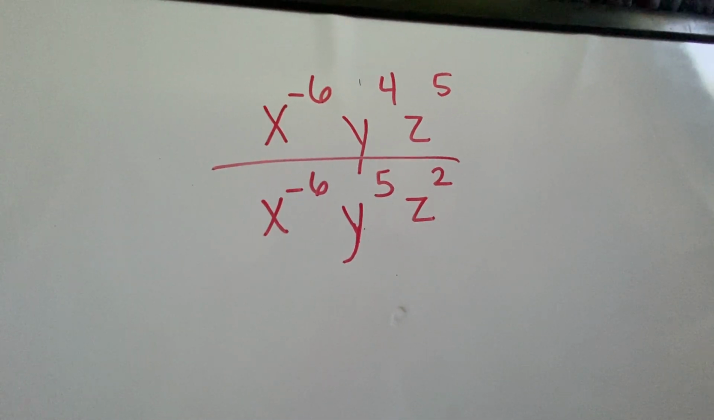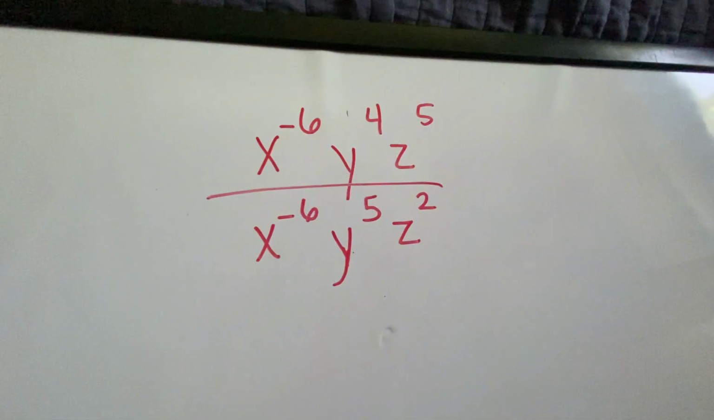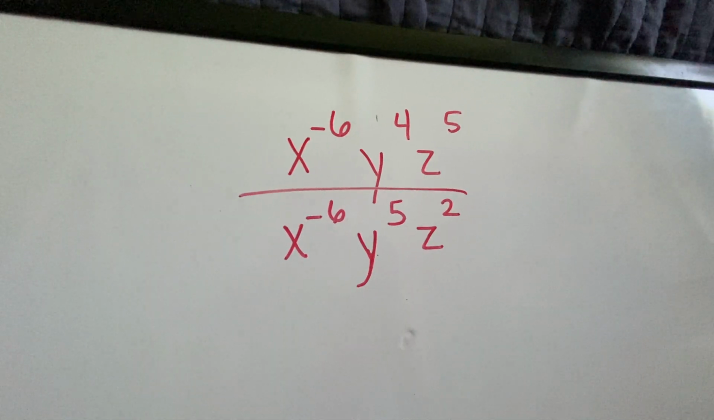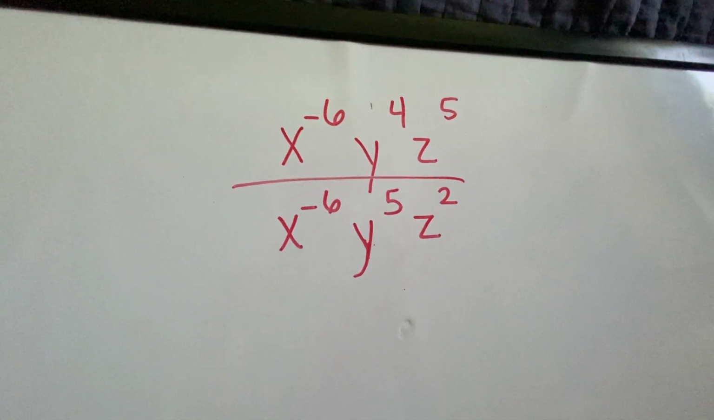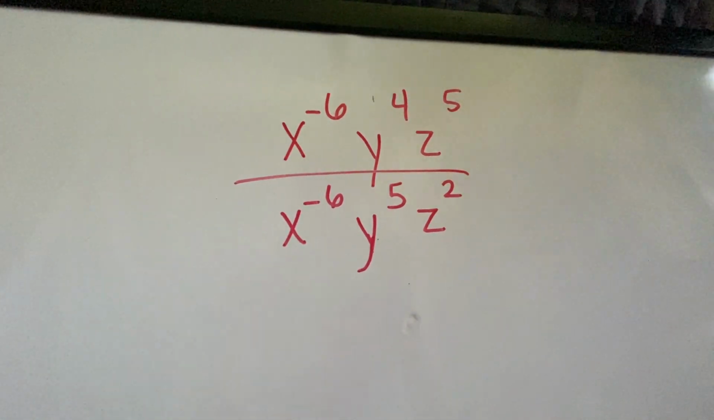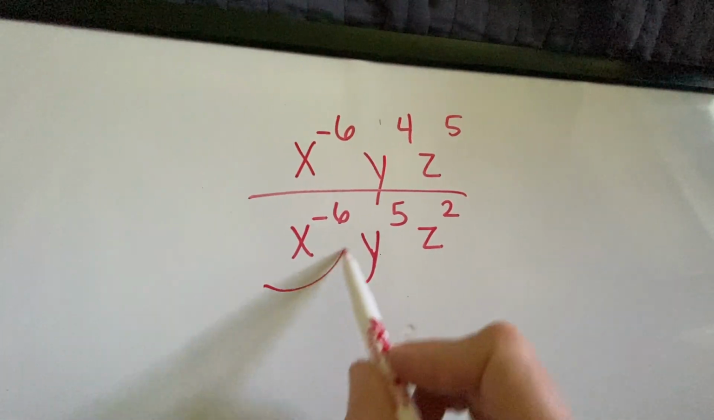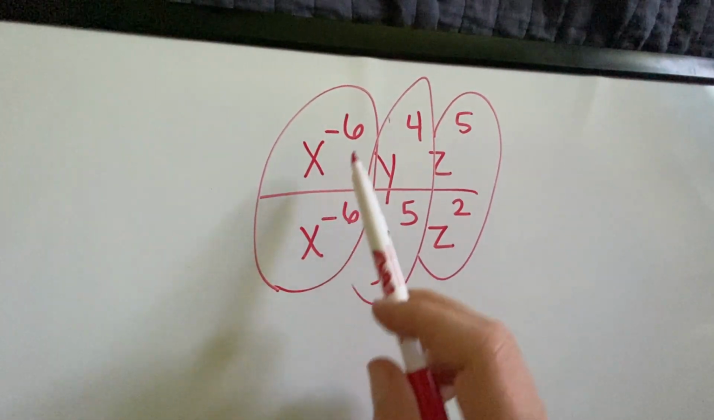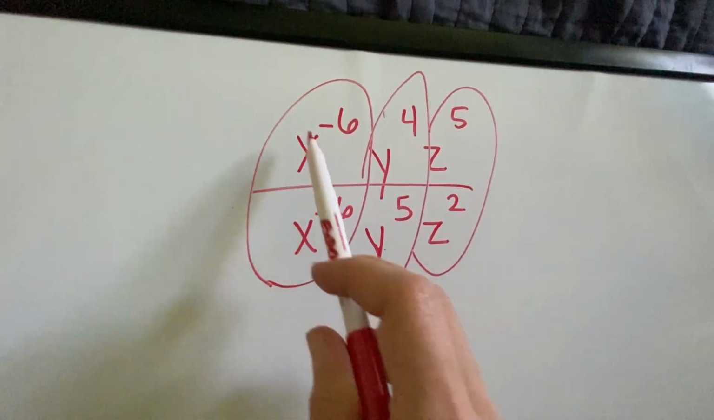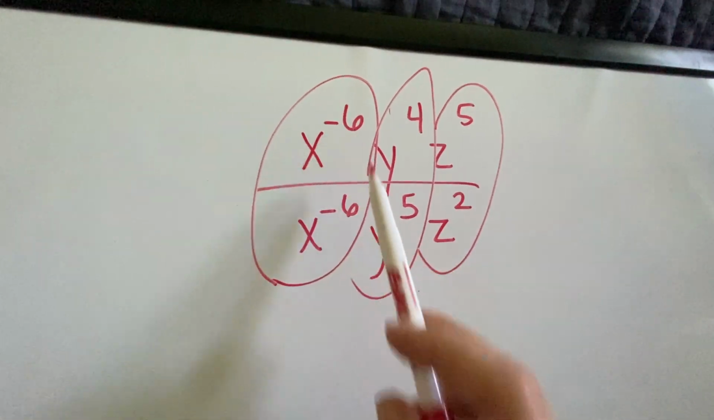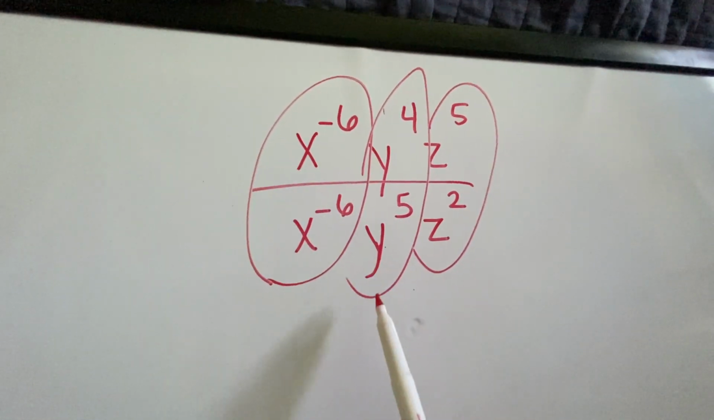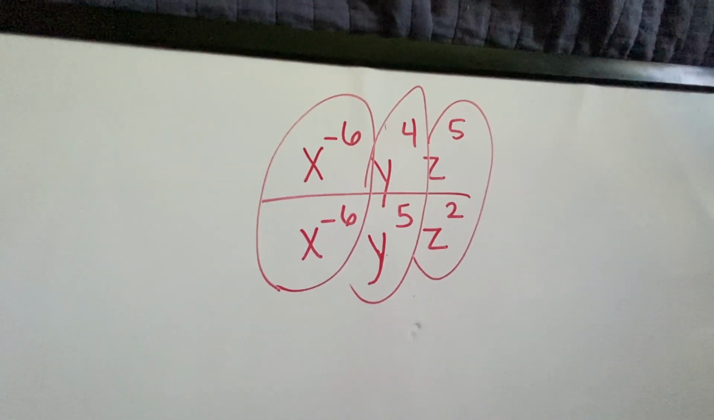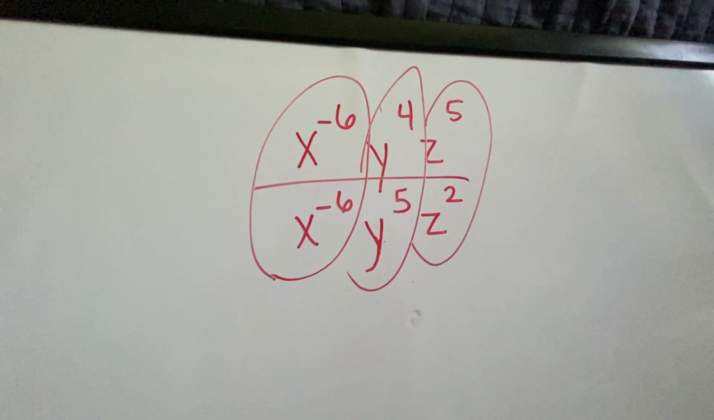Okay, here's a practice question from page 163. This is letter A. x to the negative 6, y to the 4th, z to the 5th, all divided by x to the negative 6, y to the 5th, z squared. Okay? You have to keep your bases the same. That means that you have to take x to the negative 6 and x to the negative 6 here, and you can't do x to the negative 6 and y to the 5th. You can't combine different variables, okay? The base, your variable base, has to be the same if you're going to divide them by each other, okay?